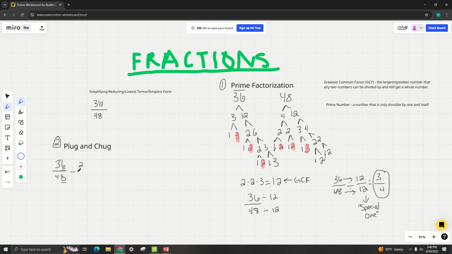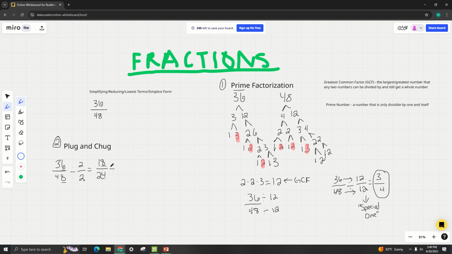So I'm going to divide by my special 1 of 2 over 2, 2 halves, 2 seconds. 36 divided by 2 is going to be 18. 48 divided by 2 is going to be 24. And let's say I'm like, they're both even still. I'm just going to keep dividing by 2, seeing what happens.